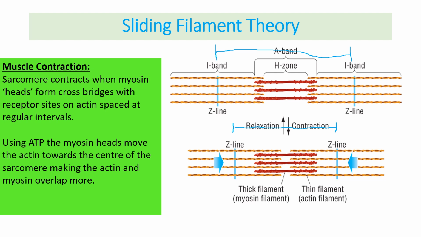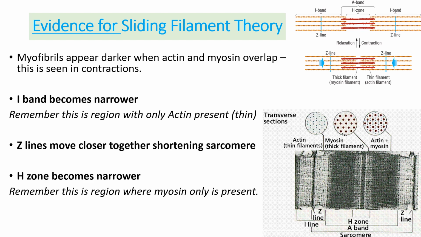So you can see here the actin has moved from here and it moves inwards like that to the center of the sarcomere, reducing the distance of the sarcomere, making the two overlap more, and therefore giving it, I suppose, a bigger A band and a smaller H zone as a result. Let's look at how this actually works.